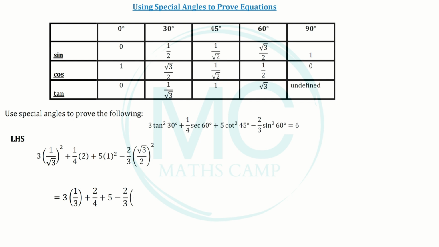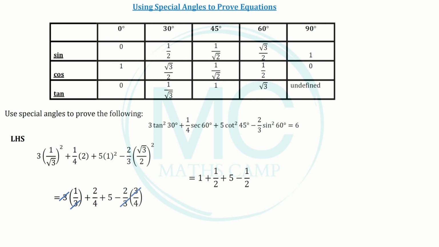Now in our bracket, we have root 3 squared, which is simply 3, over 2 squared, which is 4. And let's close this bracket. And now we can expand. 3 multiplied by 1 over 3. Here our 3's cancel out, and we're left with 1. Then we have plus 2 over 4 plus 5 minus 2 over 3 multiplied by 3 over 4. Here our 3's can cancel. We're left with 2 over 4. Let's simplify, and we get 1 over 2.